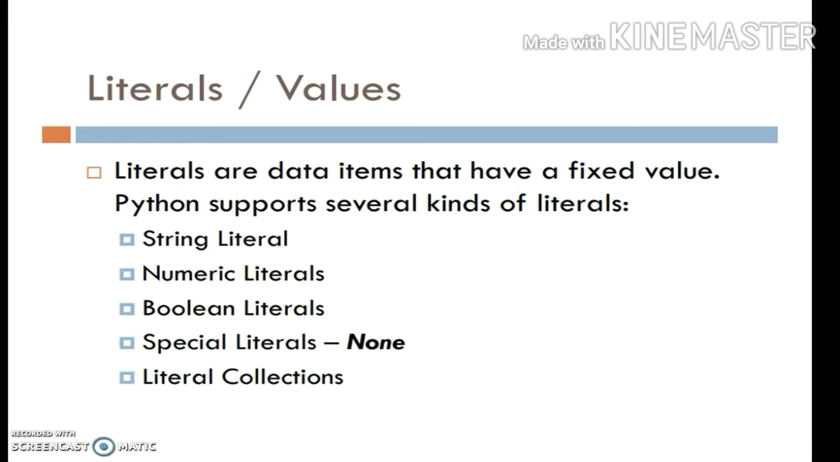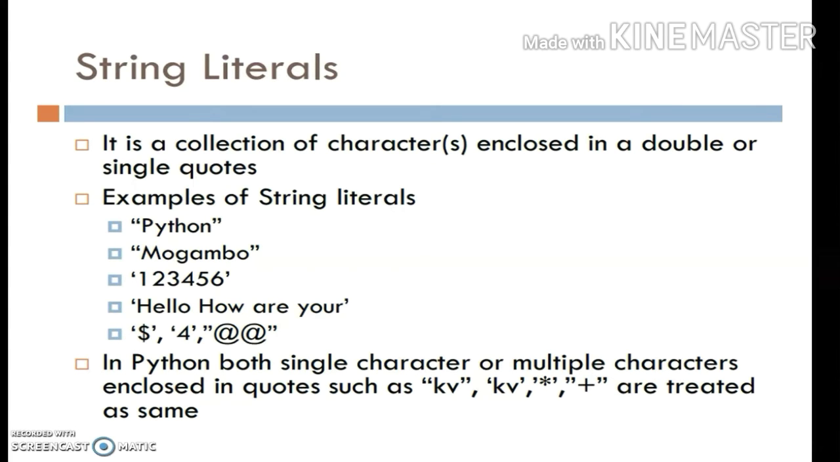Okay, literals are the data items that have a fixed value. Different kinds of literals are string literals, numeric literals, boolean literals, special literals, that is None, and then literal collections. First one, string literals. See children, a string is a collection of characters enclosed in double quotes or single quotes.